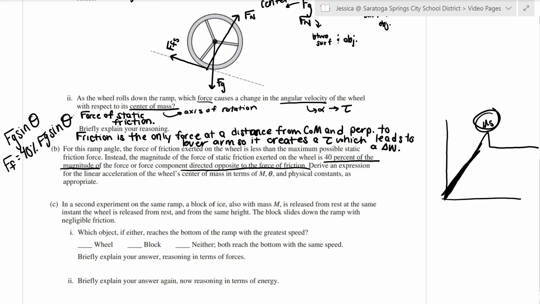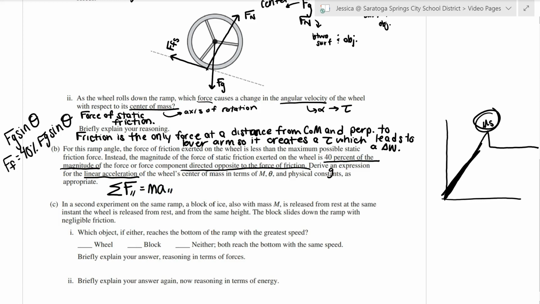So we need to derive an expression for the linear acceleration of the wheel in terms of m, theta, and physical constants. So that could be little g. So linear acceleration, I don't have any distances or times or velocities, so that tells me I need to look at a net force equation, specifically a net force down the incline or parallel to the incline.